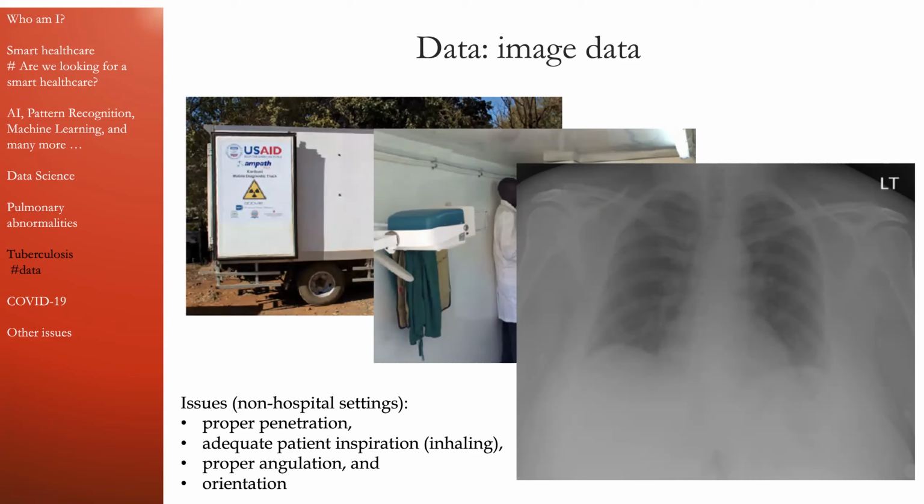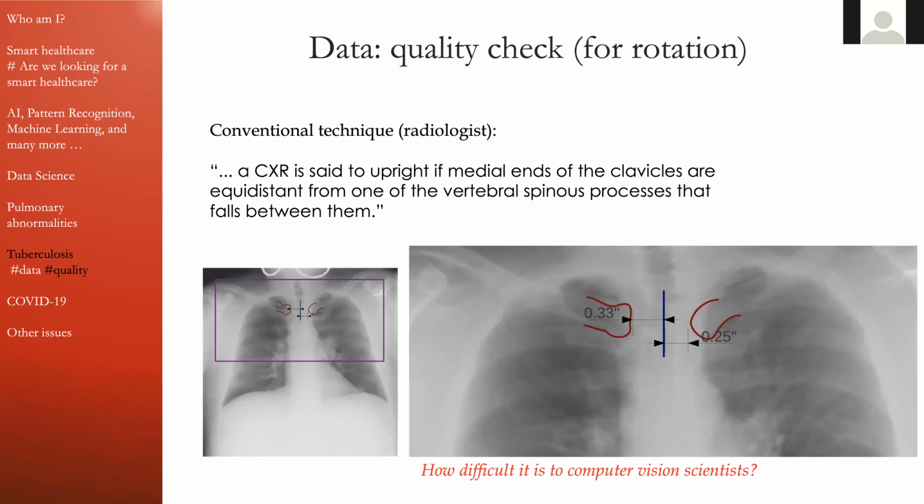Important thing, unlike hospital settings, you always have a problem in taking pictures, meaning chest X-rays, right? Sometimes it is because of not proper penetration, the patient's inspiration, an inhaling problem, or sometimes a severe attack. So orientation is a big deal. The way medical doctors check in the hospital is to take the clavicle heads and see the spinous process. If they are equidistant, life is good. This is upright, no orientation problem, nothing.